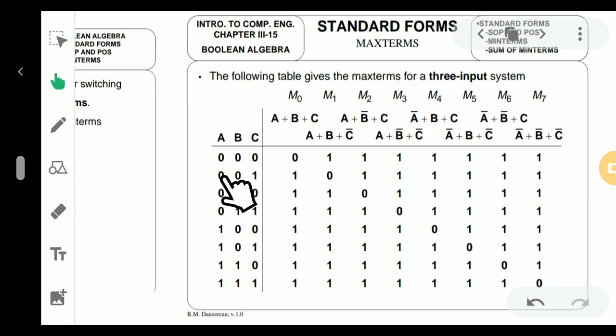Next one, 0, 0, 1. It means A plus B plus C bar. Third one, A plus B bar plus C. In this way we can move up to M7. And here the max term is denoted by capital M.